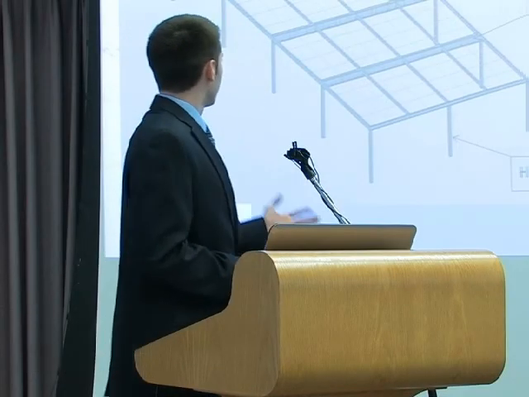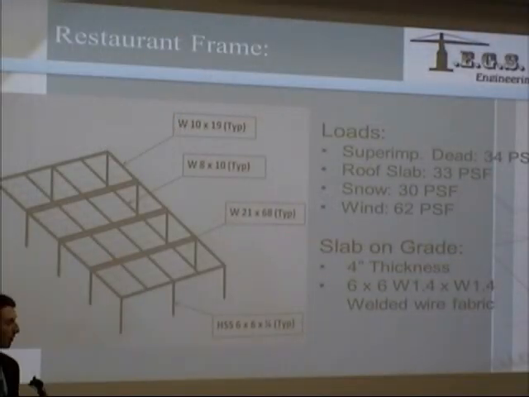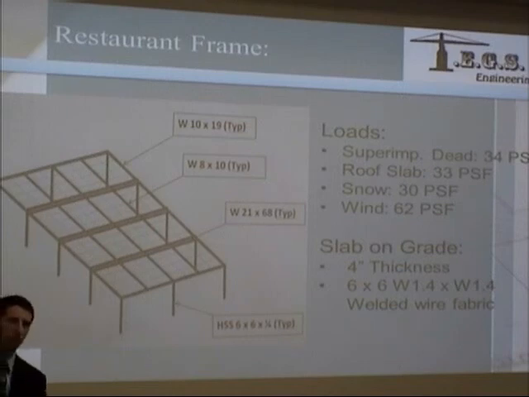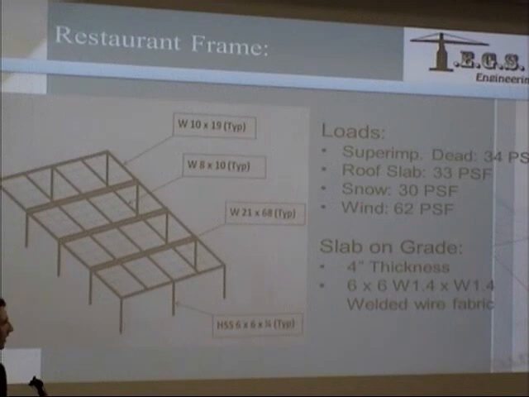This is an example of what our frame looks like. While calculating the loads for the restaurant, I came up with a superimposed dead load of 34 pounds per square foot, a roof deck concrete slab load of 33 pounds per square foot. A snow load, according to building code in Tiverton, was 30 pounds per square foot, and our wind load was 62 pounds per square foot. After analyzing it, the structure was clearly controlled by the high wind loads.